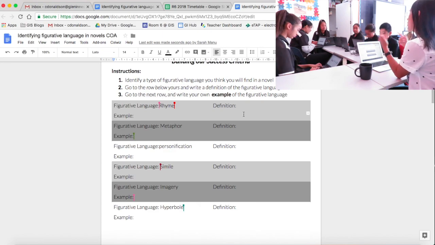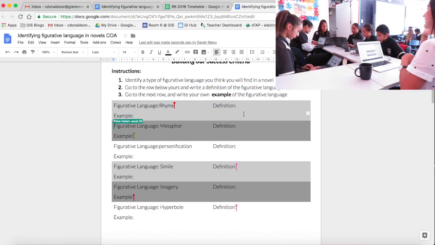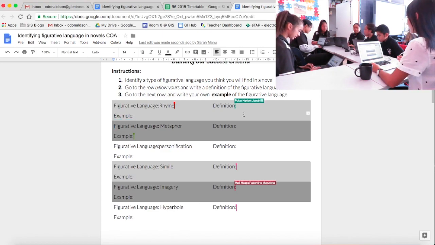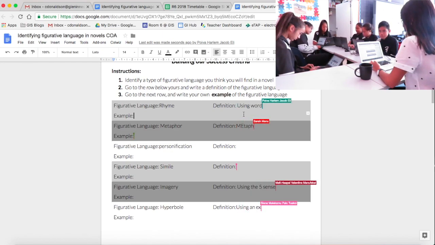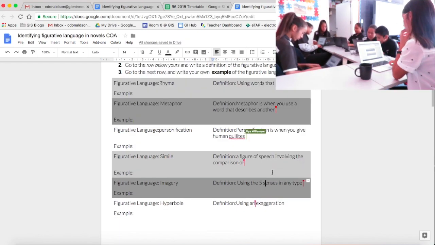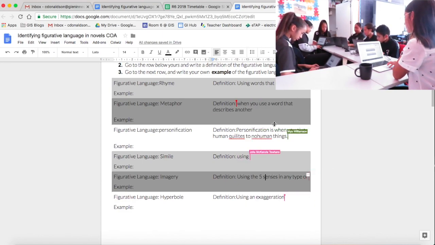The next part, you're going to go to the row below yours and write the definition of that type of figurative language. So the last person goes up to the top, and then you just go down to the one after you and write what that figurative language means. Using words that... exaggeration. Oh, so use your own definition. If you need help, ask someone next to you.